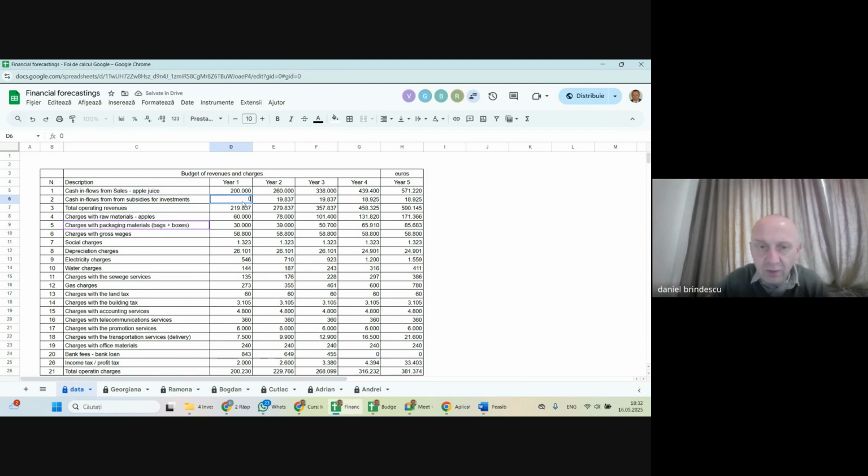And these are zero in our case, at least. There are no cash inflows throughout the operating activity from subsidies for investments. So these are my total operating cash inflows. That's it. Now, I want to continue and to estimate the outflows, the payments from the operating activity.